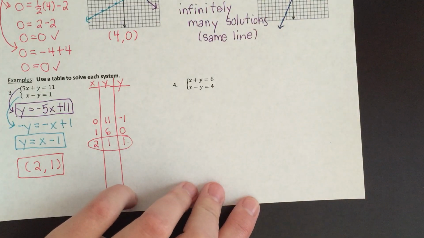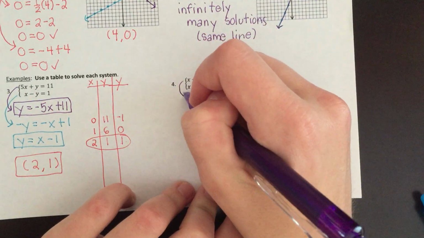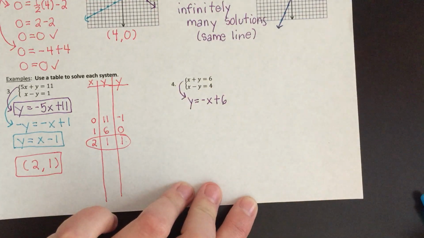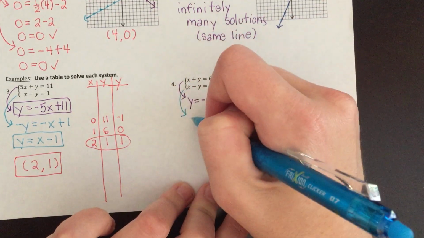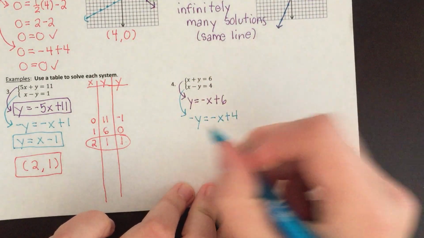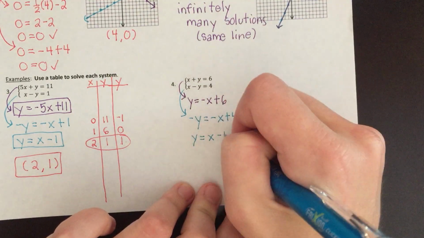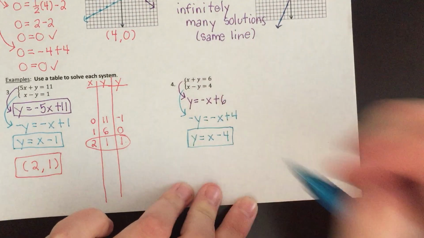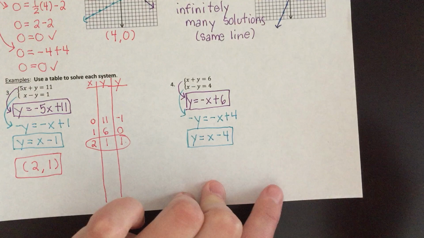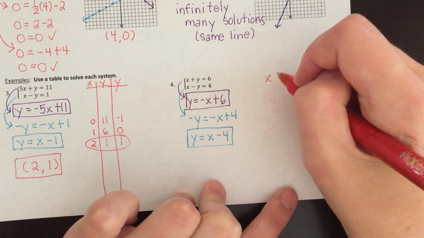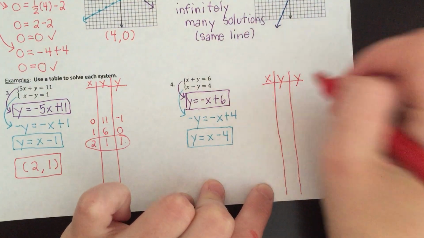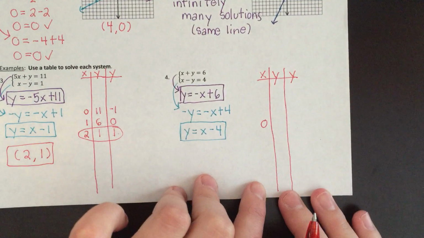So let's look at this one next. Again, got to put them in y equals form. So this would be y equals negative x plus 6. When I move over the x, this one here would be negative y equals negative x plus 4. Get rid of the negative, so y equals x minus 4. There's my two equations that I'm going to be plugging into. Let's see if we don't have to go too far on this one either. So, x and y. Again, you always want to start with 0 because it's such an easy number to compute.